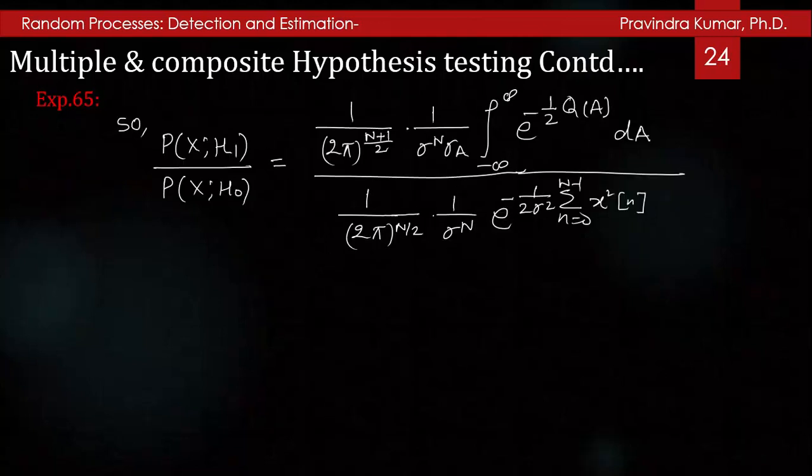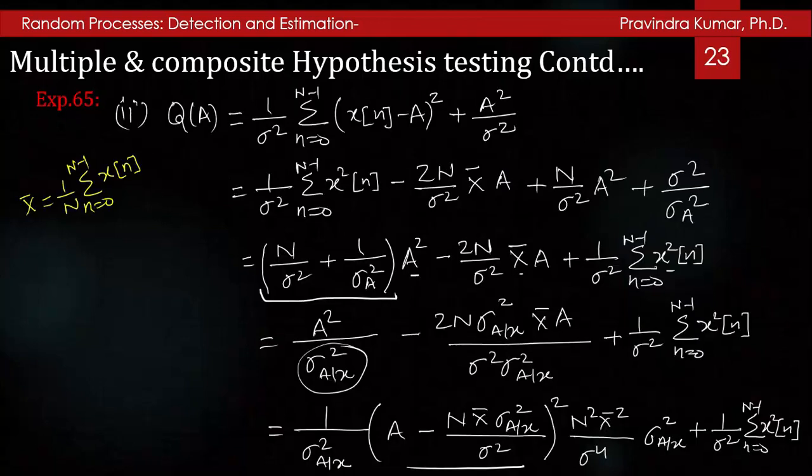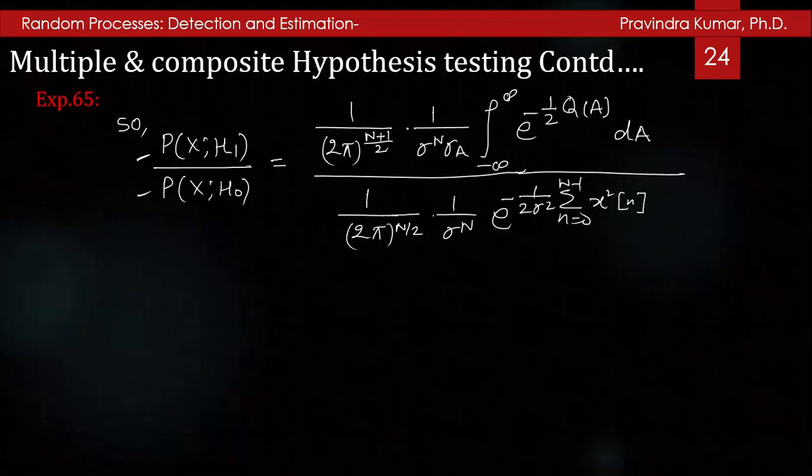So from this you can have the ratio of the PDF under hypothesis H1 and under hypothesis H0. It will be 1 by 2 pi to the power (N+1)/2, 1 by sigma to the power N, sigma_A, and this is the integration from minus infinity to infinity of e to the power minus 1 by 2 Q(A), and from the previous part you have calculated Q(A), this value. And the PDF under hypothesis H0 will be the noise. It will be the noise under hypothesis H0, so the PDF of this will be 1 by 2 pi to the power N by 2, into 1 by sigma to the power N, e to the power minus 1 by 2 sigma squared summation n=0 to N minus 1 of x squared[n].